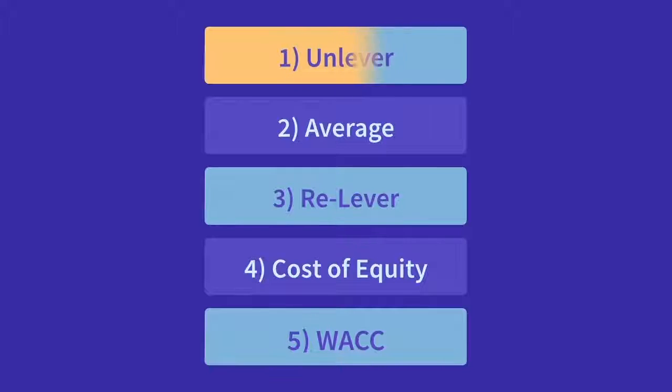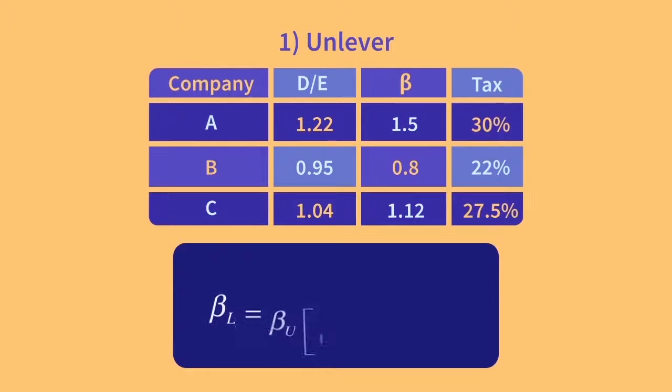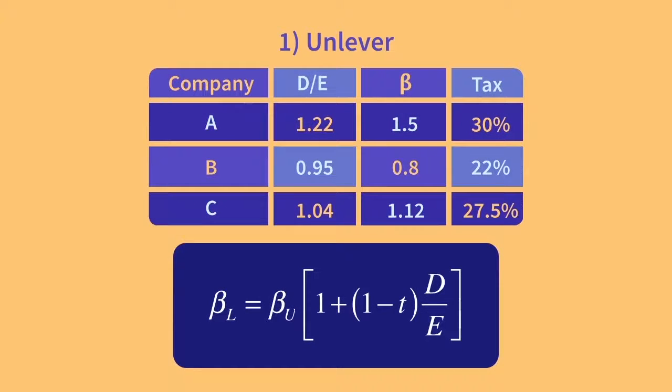Okay, step 1, unlever. Step 1 is to take the information we have been given about the comparable companies and calculate unlevered betas for each. We have the data and the relevant formula, so it's just a case of plugging in and getting the 3 answers. Be careful if you are memorizing this formula which beta goes where.